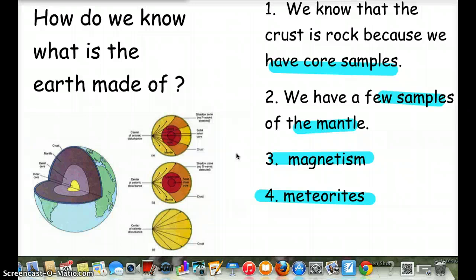The last piece of evidence would be meteorites. And if you remember from the video, we saw meteorites. When we analyze the meteorites that have made their way to Earth, okay, we can tell what elements are present in those meteorites. Okay, and we also see many of those same things in the Earth.